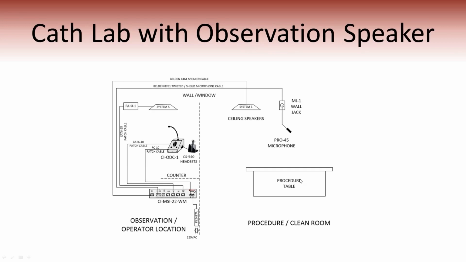A cath lab with a secondary observation speaker. Remember I said there are times when you need another ceiling speaker. This little speaker in the operator desk console isn't enough? Well, no problem. You simply add one of those little peel and stick amplifiers and another speaker. Now you can cover a very large room. The operator still has their local speaker, but they don't need to.